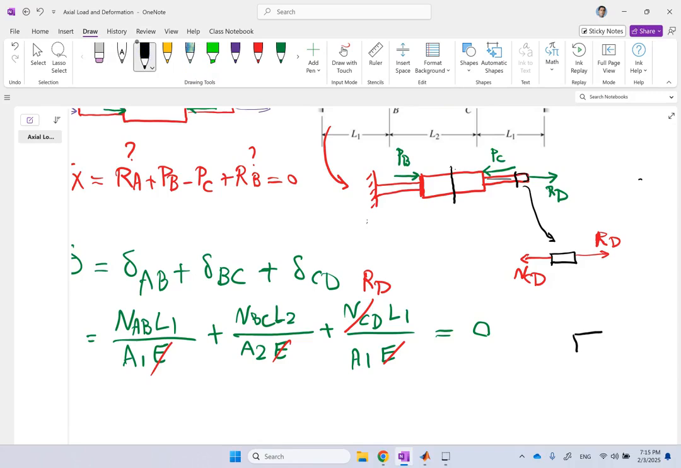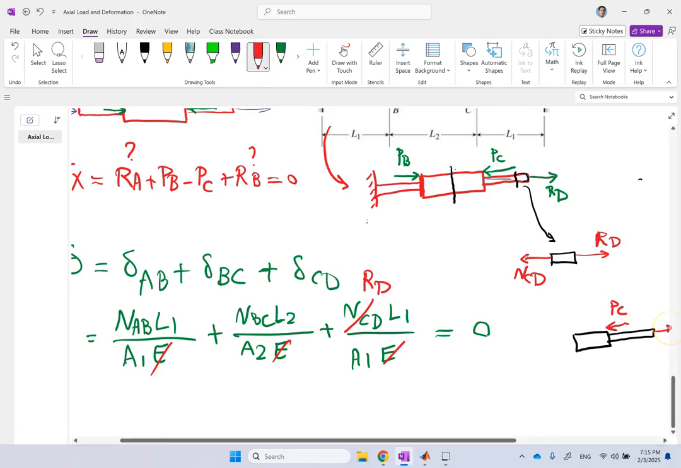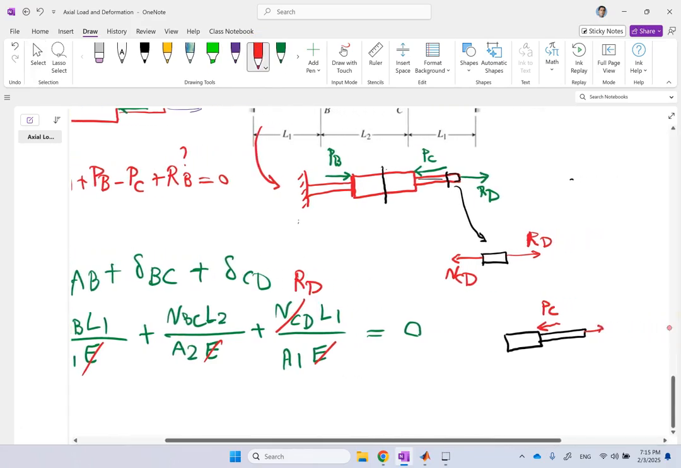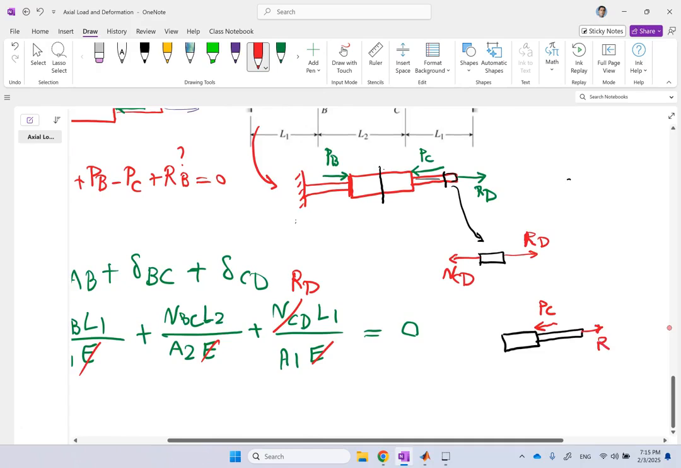If you look at the right side, this is what you have on the right side. You have PC here. You have R of D here. And you have this normal force CB or BC. And writing the total forces in the x direction, clearly NBC is going to be RD minus PC.